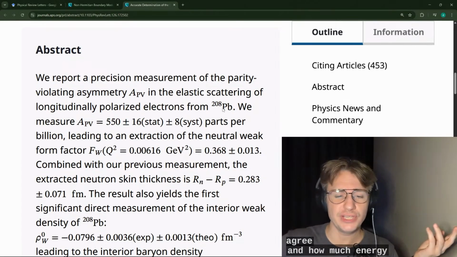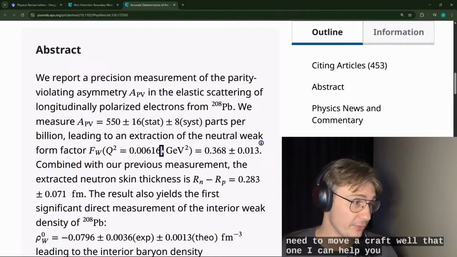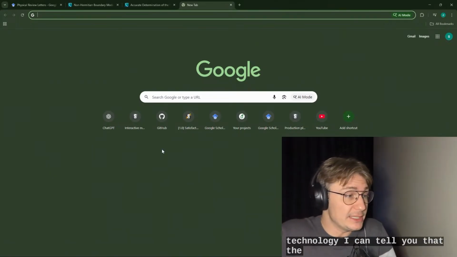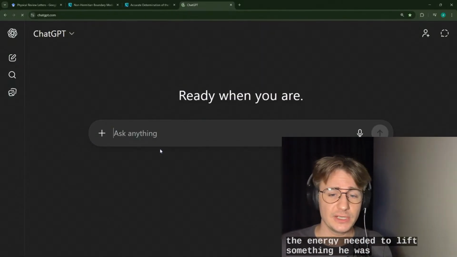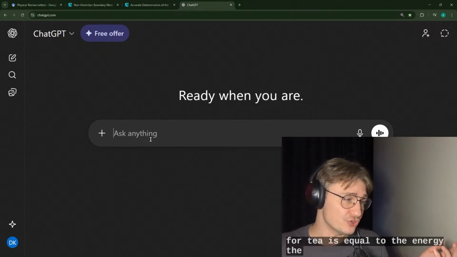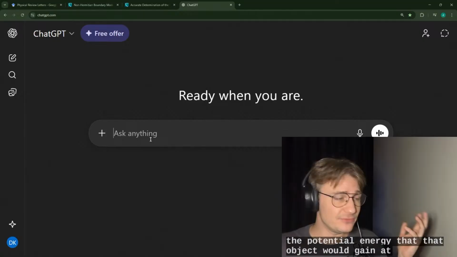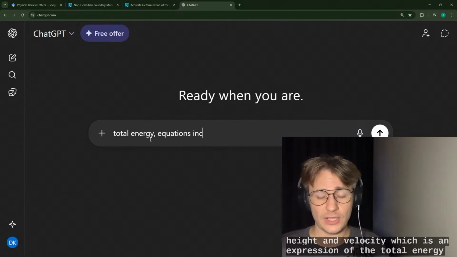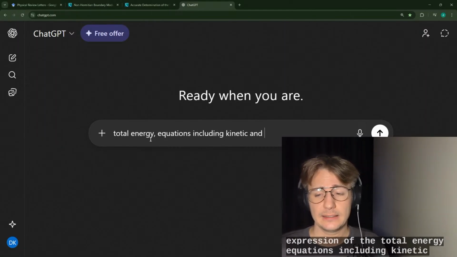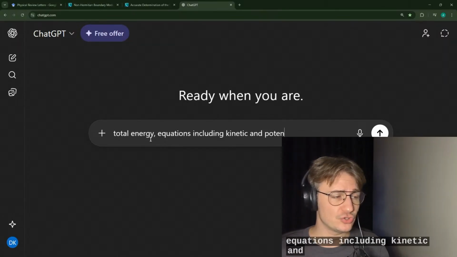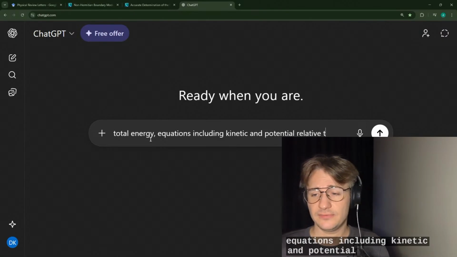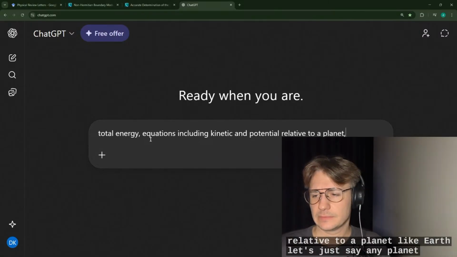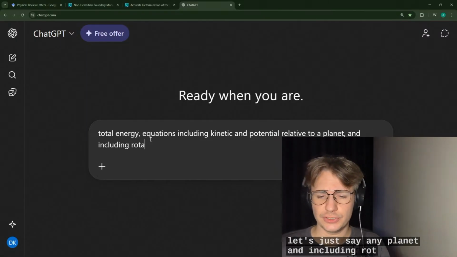And how much energy would you need to move a craft? Well, that one I can help you with. Even though I might not have a lot of experience in craft or technology, I can tell you that the energy needed to lift something, here, let's go to ChatGPT, is equal to the potential energy that object would gain at that height and velocity, which is an expression of the total energy equations, including kinetic and potential relative to a planet like Earth. Let's just say any planet. And including rotational energy.